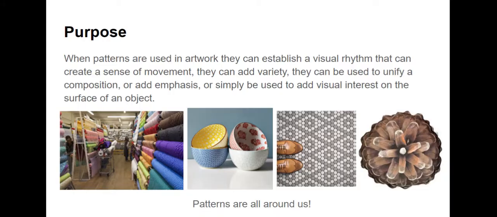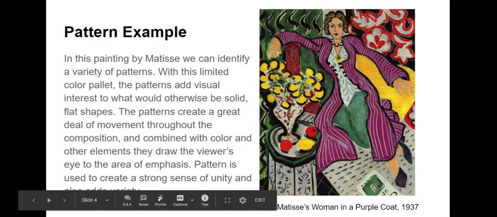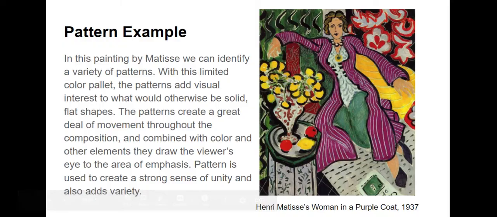We also find patterns in nature. For instance, the petals on a flower, the way they come out from the center, or the way, I don't know what they're called, the little pieces on a pine cone come out from the cone itself. Patterns are everywhere. So to look at an art example, we're going to look at this painting by Matisse.